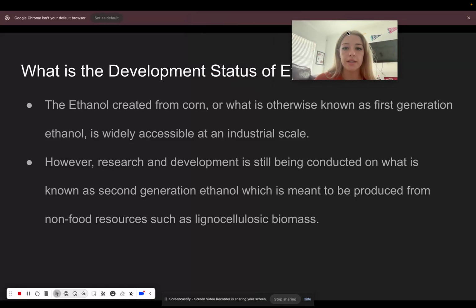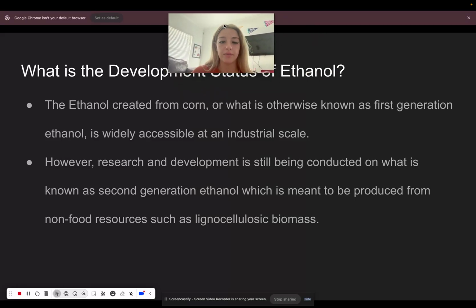So what is the development status of ethanol? Ethanol created from corn, or what is otherwise known as first-generation ethanol, is widely accessible at an industrial scale. However, research and development is still being conducted on what is known as second-generation ethanol, which is meant to be produced from non-food resources such as lignocellulosic biomass.